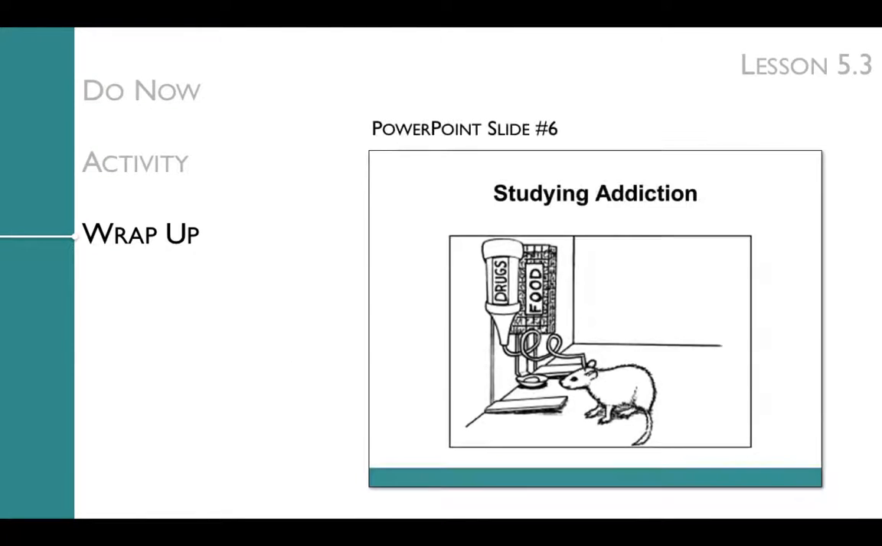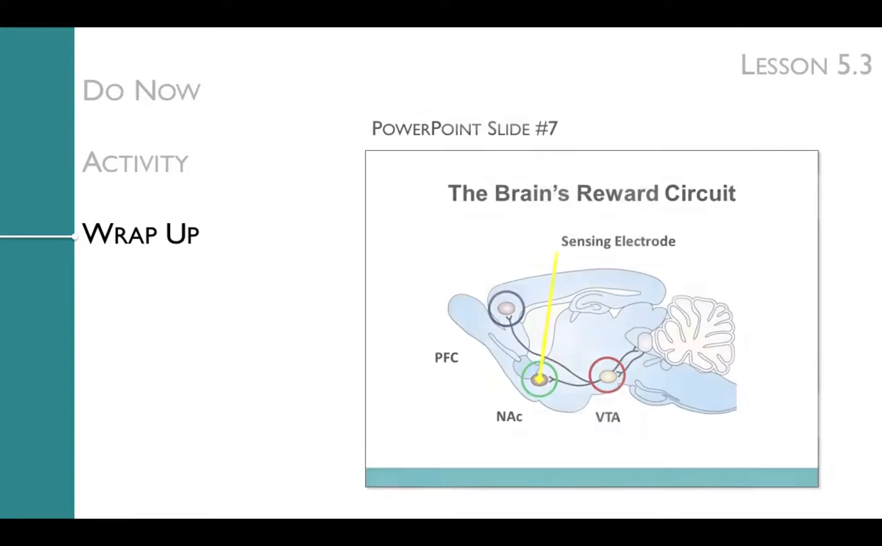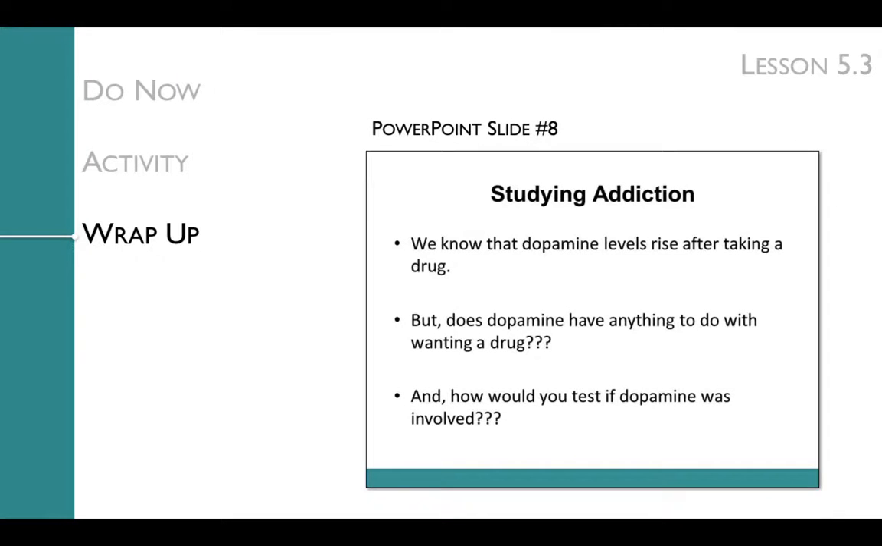In the wrap-up, you'll tell the students that we discussed animal research today because tomorrow we'll complete a virtual cocaine lab based on research done with animals. Because the lab requires an understanding of the reward circuit, you'll also review it and discuss some of the key points and questions that we have when studying addiction. We know that dopamine levels rise after taking a drug, but does dopamine have anything to do with wanting a drug? And how would you test if dopamine was involved?